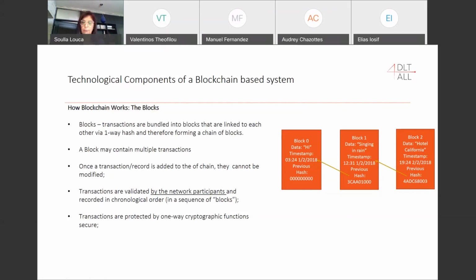So a block may contain multiple transactions. Once a transaction record is added to the chain, it cannot be modified. Transactions are validated by the network participants and recorded in chronological order, as we said. There is a timestamp on every transaction, protected by these one-way cryptographic functions.